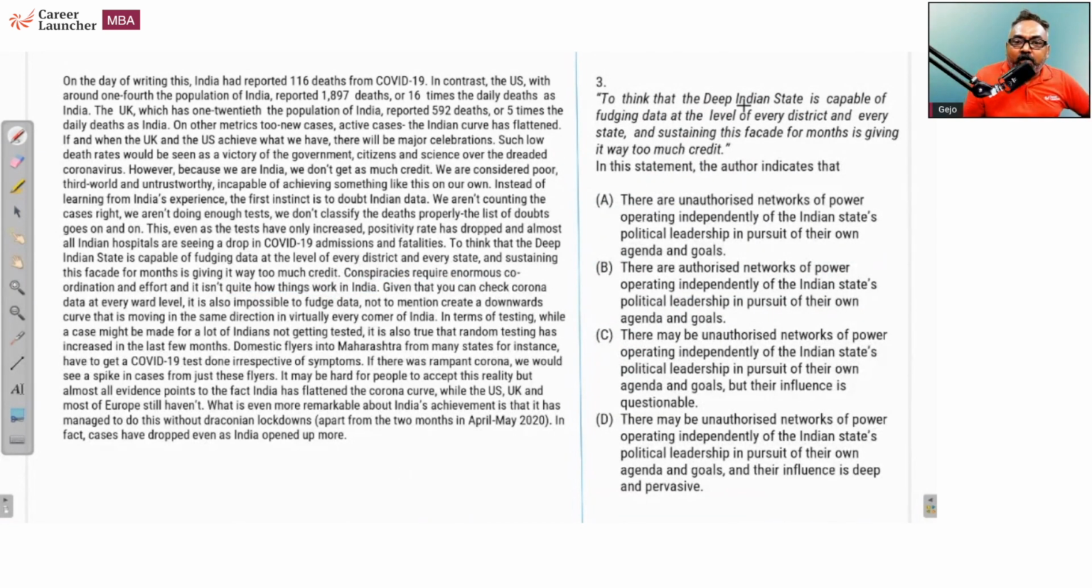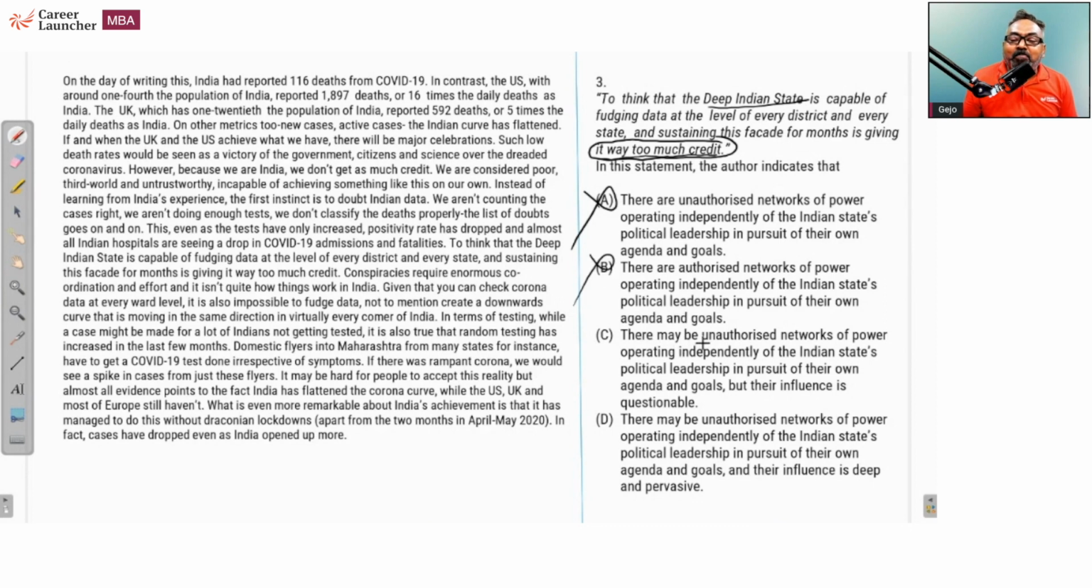Okay, to think that deep Indian state is capable of fudging data at the level of every district and every state and sustaining this facade for months is giving it way too much credit. Okay, what does that mean? Deep Indian state exists, but don't give them too much credit. Okay, that may exist. Deep Indian state, conspiracy may exist, but they are not capable of doing this thing. There are unauthorized networks of power operating independently of the Indian state's political leadership in pursuit of their own agenda and goals. What is missing this point completely? Don't give them credit. No. There are authorized networks of power operating in India in pursuit of their own agenda and goals. It's the same thing.